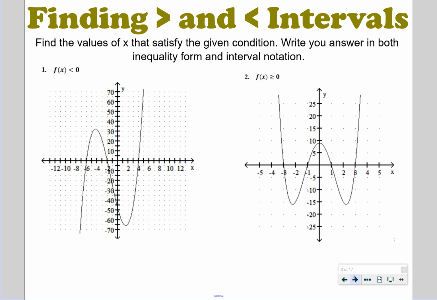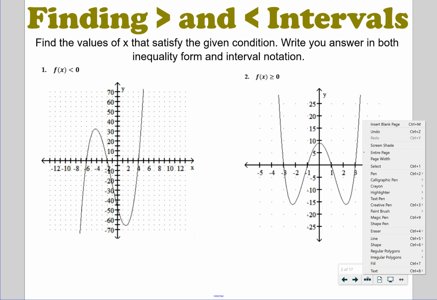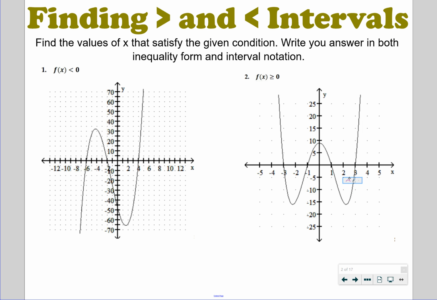Okay, in the first set of problems that we're going to do in this lesson, you can see there's a polynomial graphed already, and we're going to find the values of x from the graph that satisfy the given condition. We're going to write our answer in inequality form with greater than and less than symbols, and then we'll also practice writing it in interval notation, and you're going to have to flip-flop back between those as you're doing your homework, so make sure you're really careful when you read the instructions in MyMathLab on this lesson.